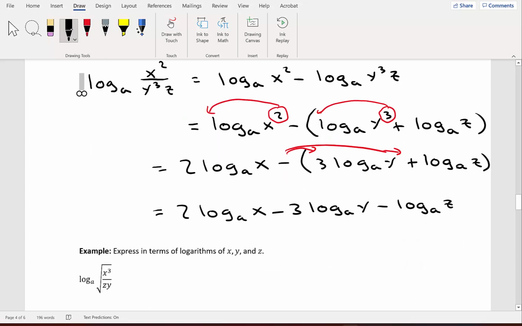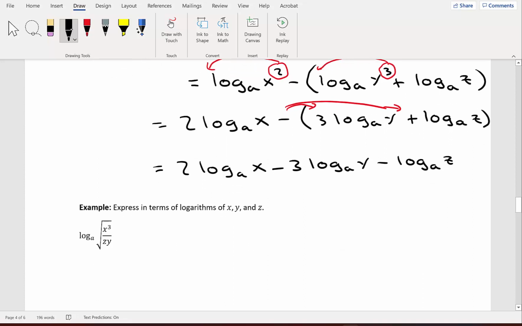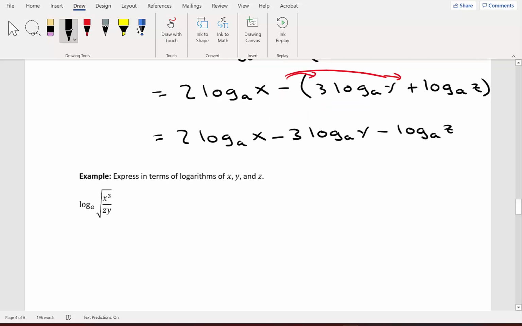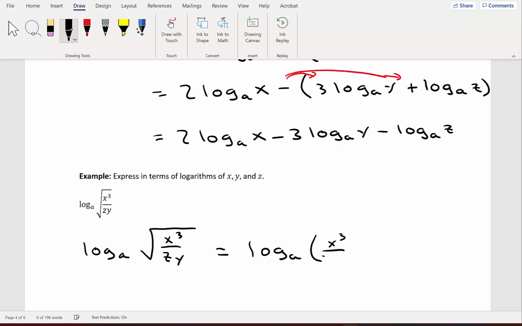Let's take a look at another problem. Okay, now for this next example, express in terms of logarithms of x, y, and z. So I want to expand this out. But now I have log base a of the square root of x cubed over z, y. Okay, so just like we saw previously with the square root, we could change that to an exponent. So this becomes log base a of x to the third over zy raised to the 1/2 power.